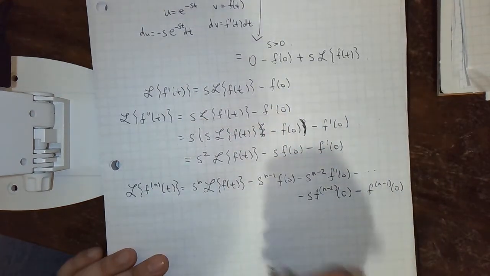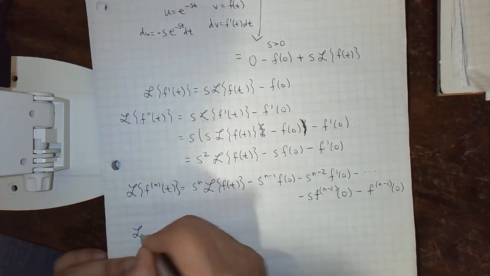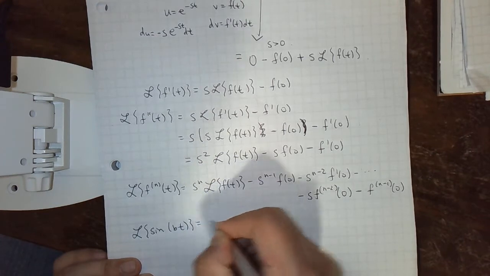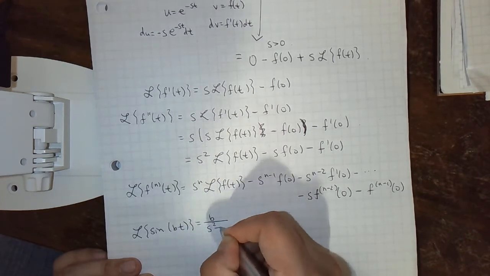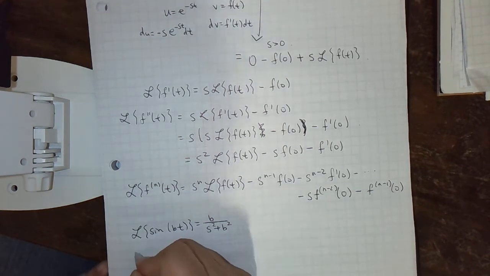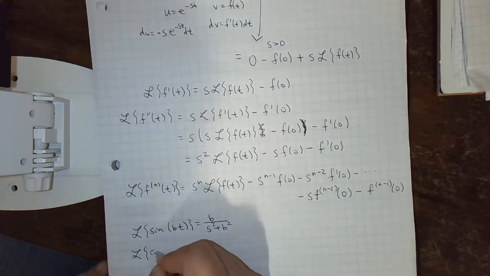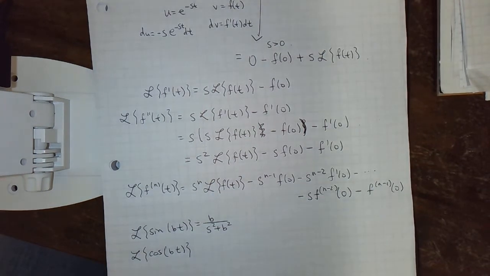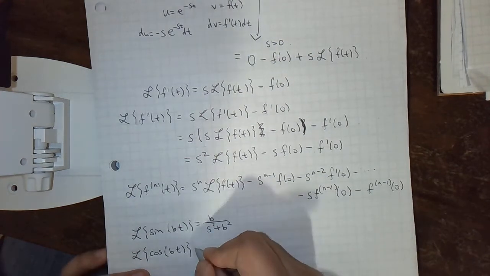Okay, what is that good for? Well, last time we found the Laplace transform of sine of bt, which was b over s squared plus b squared. We calculated that from the definition of Laplace transform. If we wanted to do the Laplace transform of cosine of bt, we could also do it from the definition. But remember, it was pretty ugly. We had an ugly integration by parts. So let's try to avoid that if we can.